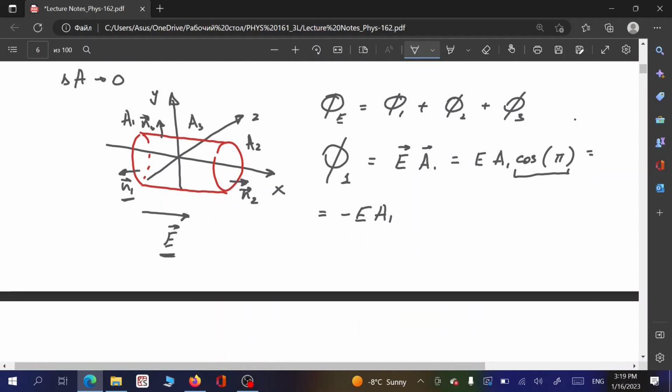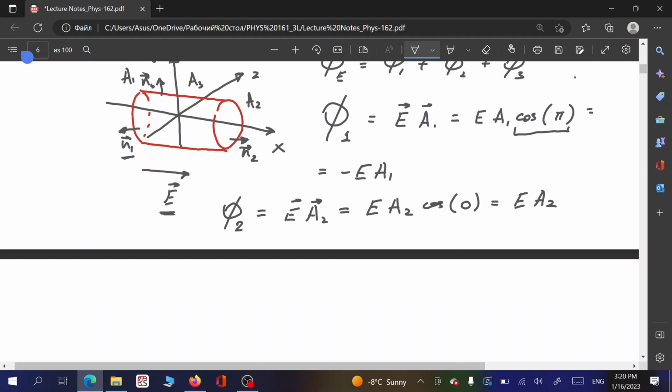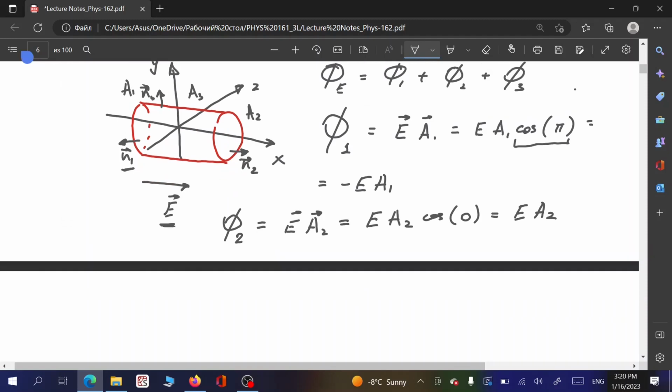So let us consider flux through second surface. That will be E vector times A2 vector, and that is E times A2 times cosine. In this case, they are parallel and coincide in direction, so it will be 0. So that will give us just positive E times A2. And one more element of this closed surface, that is surface A3.